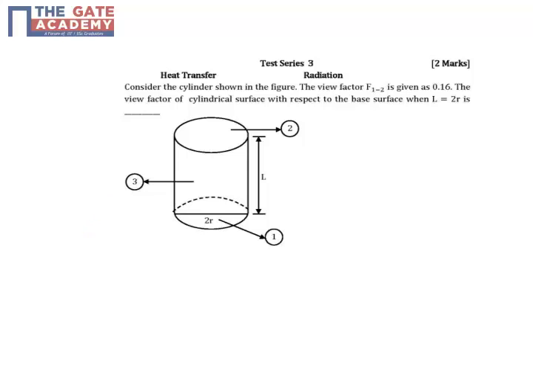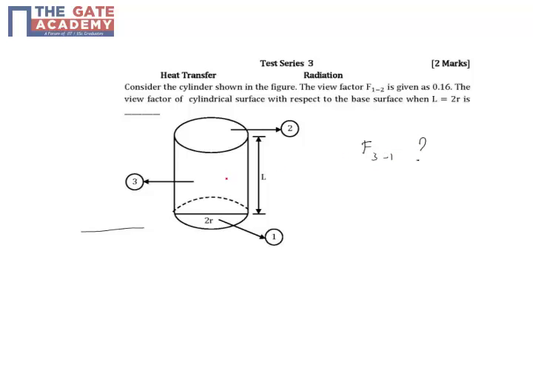Okay, so let's discuss a question from heat transfer. This is a question on radiation, shape factors, or basically view factors. There are three surfaces: two plane surfaces, the top and the bottom portion of the cylinder, and three is basically the lateral surface. What is asked is the view factor of the cylindrical surface with respect to the base surface. So F31 is what is asked, right?